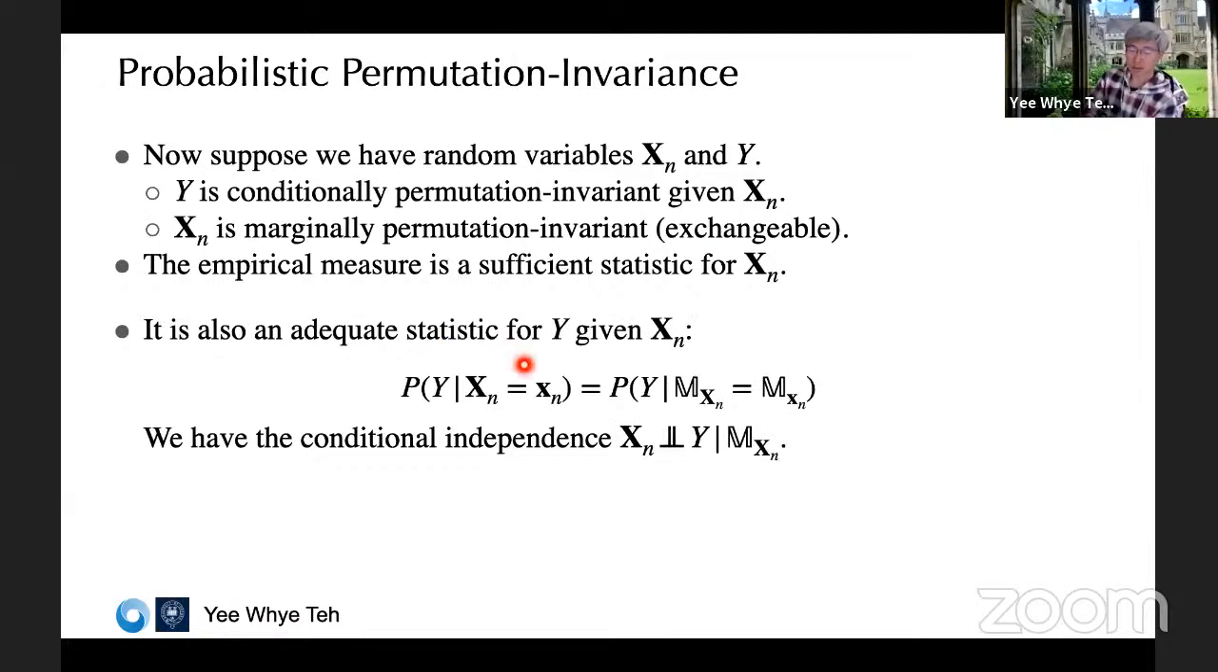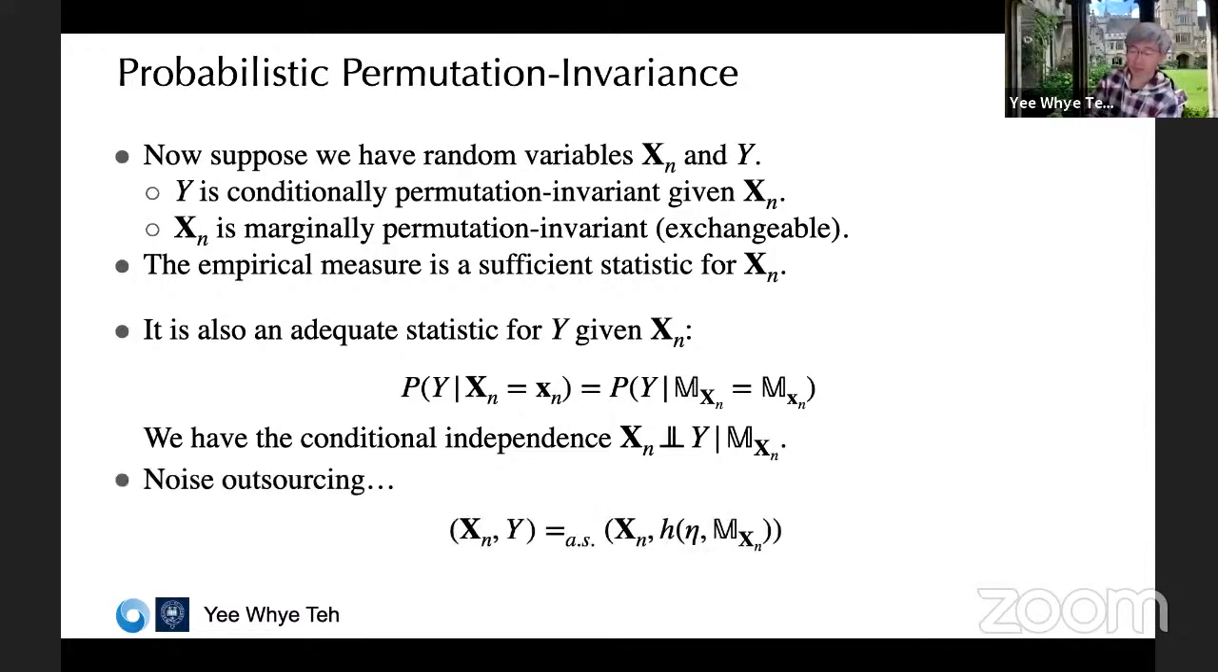Right, so if we assume that, we can also show that the empirical measure is an adequate statistic of y given xn. So in other words, the conditional distribution of y given xn is equal to the conditional distribution of y given its empirical measure. In other words, x and y are conditionally independent given the empirical measure. And in this case, we can now apply the theorem about noise outsourcing as we have before.